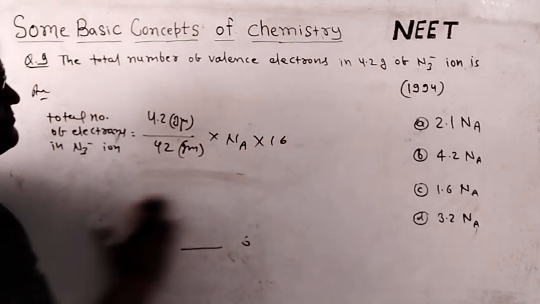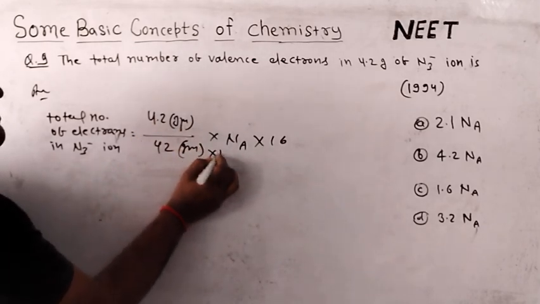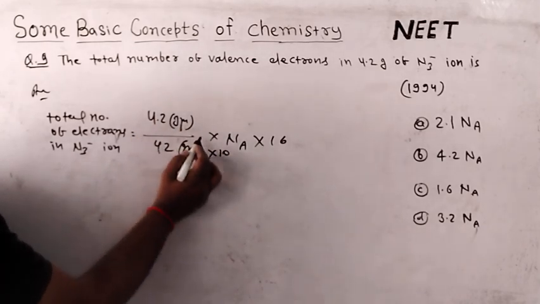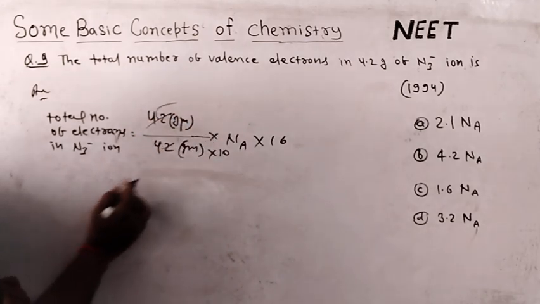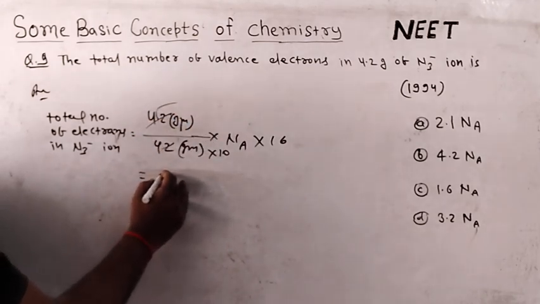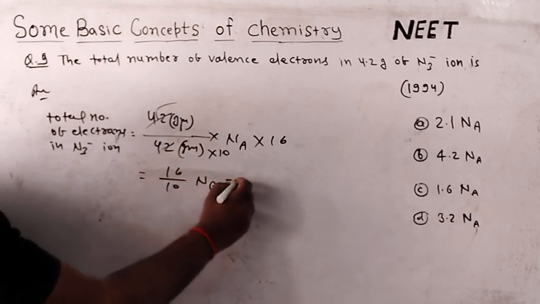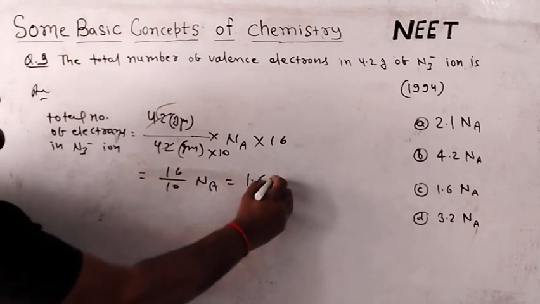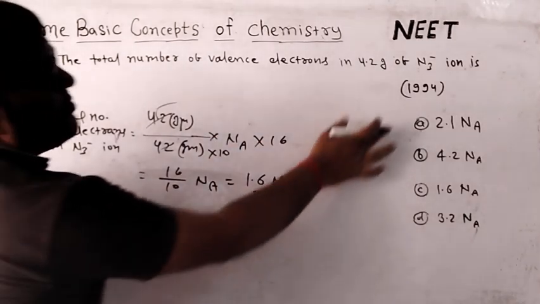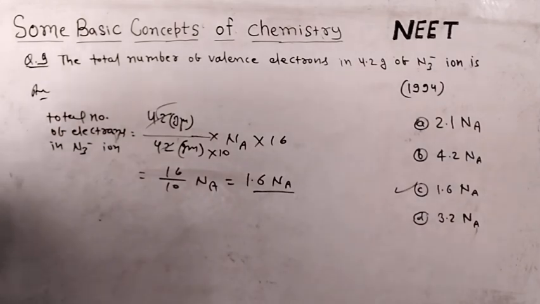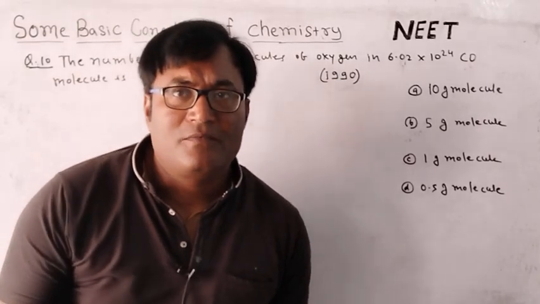Now 10 is divided and decimal is replaced from this place. Now 42 cancel by 42. Now 16 by 10 Na and 1.6 Na is final answer according to given options. Now option A, B, C, D, option C is correct. You can take a screenshot. Now question is solved. Now I am going to solve question number 10.